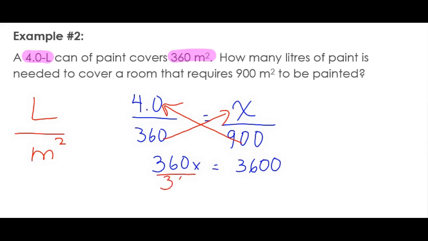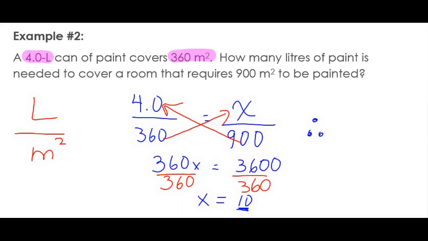I'm going to divide by 360 on both sides. And that is going to give me 10. So my value of x is 10. And so now I need to go back and remind the reader what that value of 10 for x is supposed to represent. Well, in this case, I want to know how many liters of paint I need for 900 square meters. So the 10 right here is telling me that I need 10 liters of paint, right?